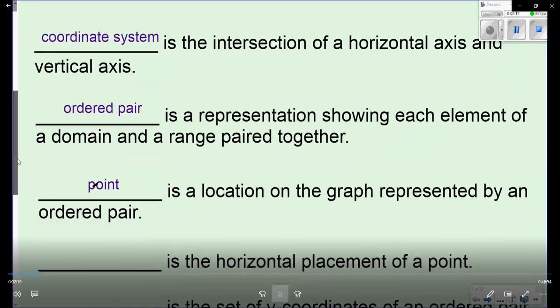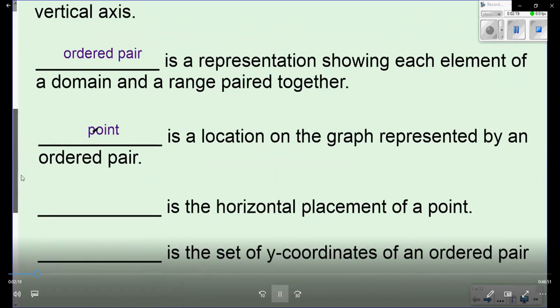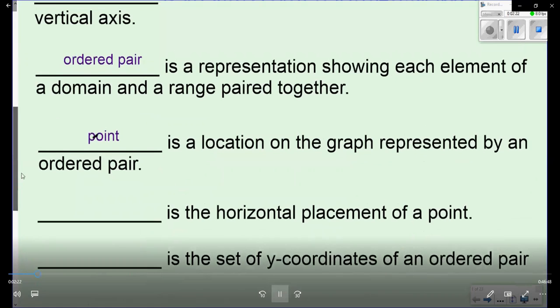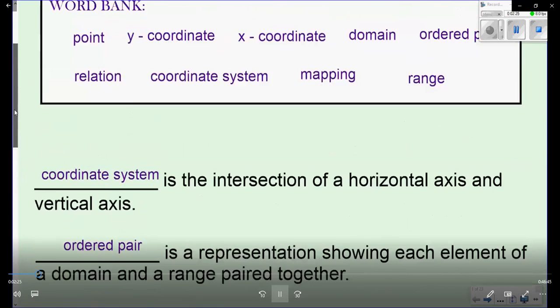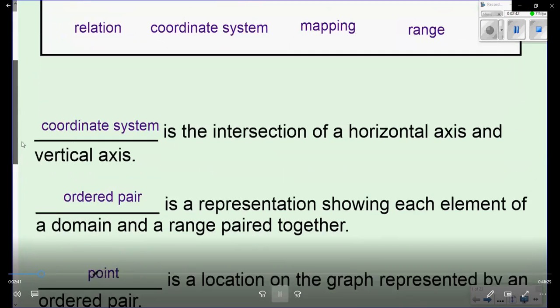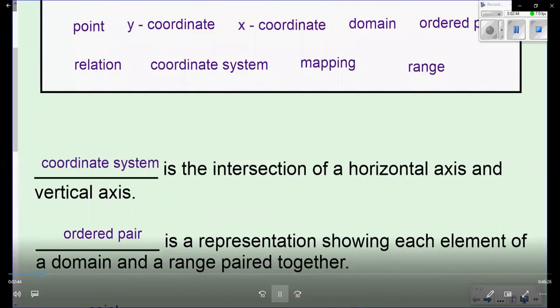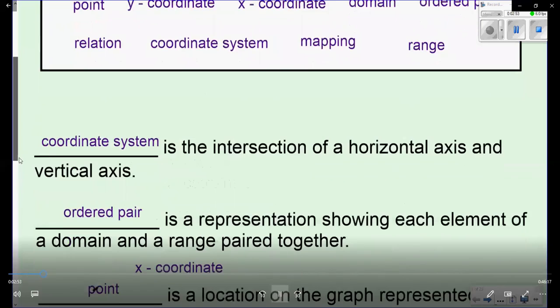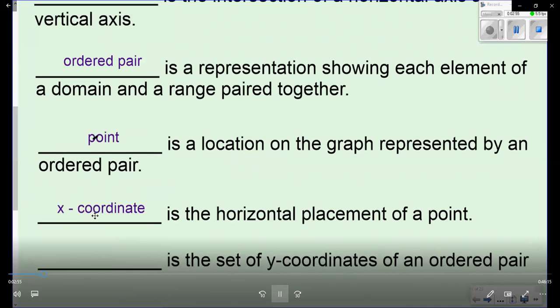All right, the next one is the horizontal placement of a point. So on the coordinate system, or on a graph, what represents the horizontal placement? It's the x coordinate. All right, x coordinate is the horizontal placement of a point.